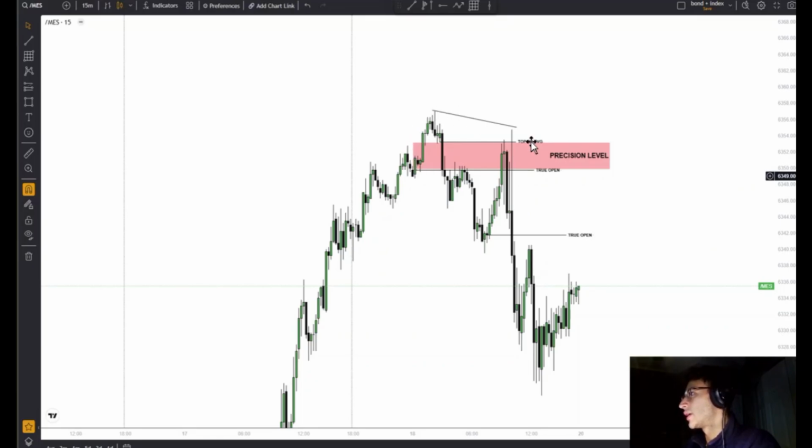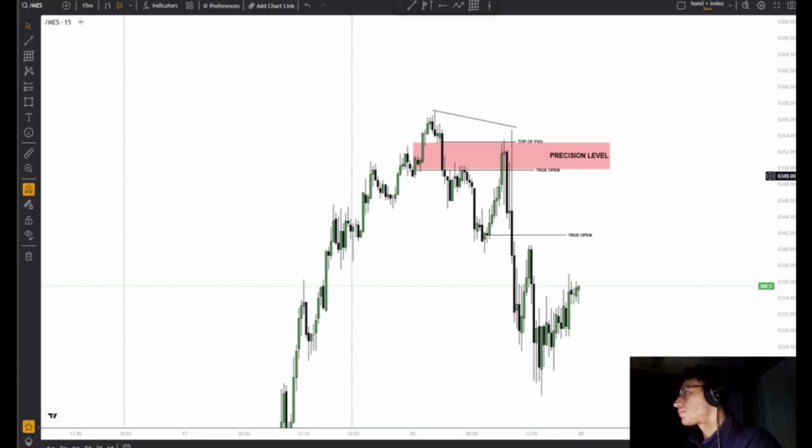Here we have a failure swing. I believe it was NQ that took out this high, ES and YM did not. And boom, price literally just wicks it right here and then just explodes to the downside. And you see, so that's the precision level. Those are precision levels. Every single one of my trades is framed on precision levels.